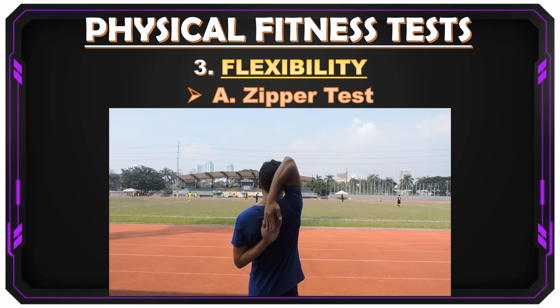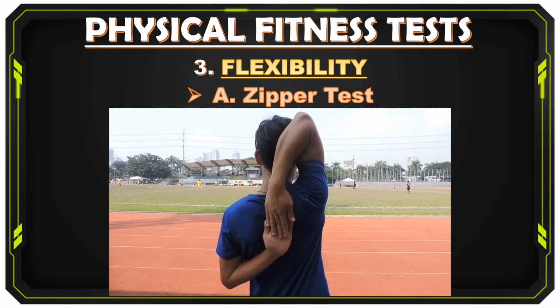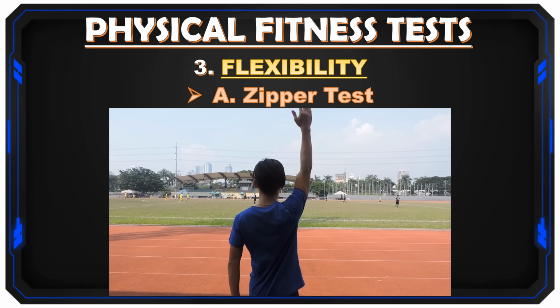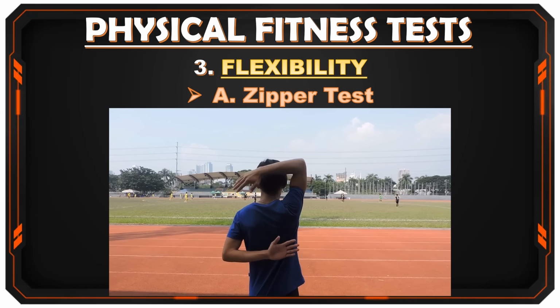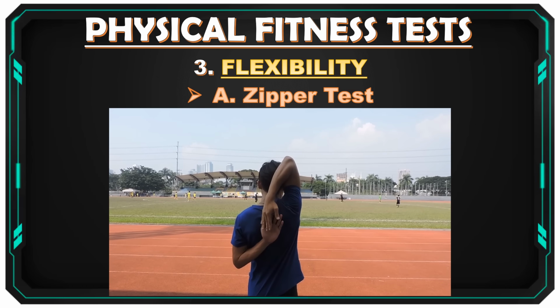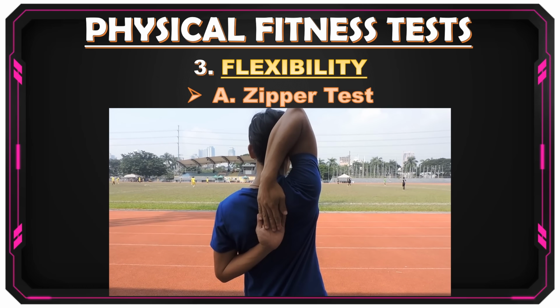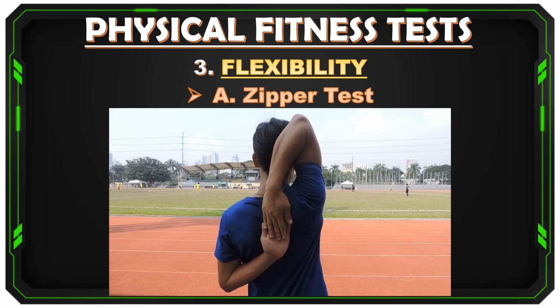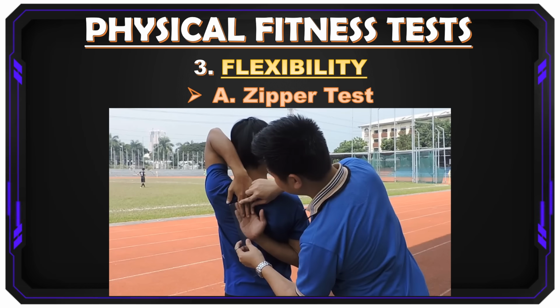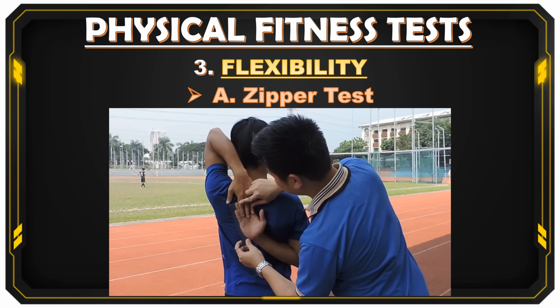For the partner, observe whether the fingers touched or overlapped each other. If not, measure the gap between the middle fingers of both hands. Record the distance in centimeters. Scoring. Record the gap or overlap to the nearest 0.1 centimeter.